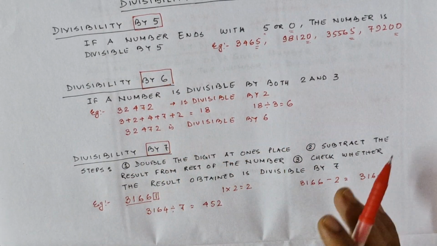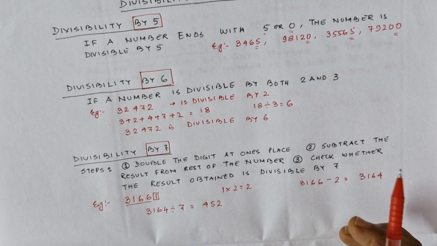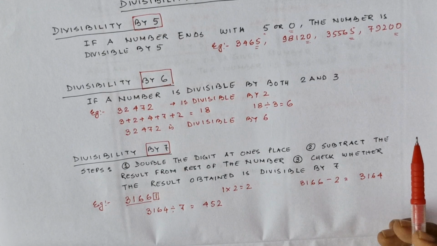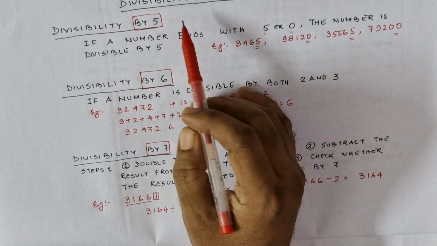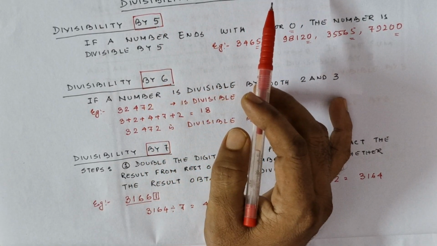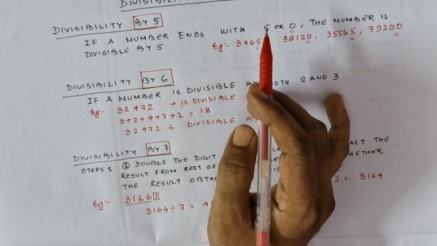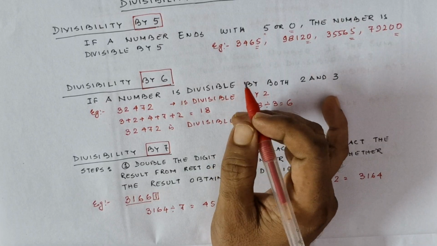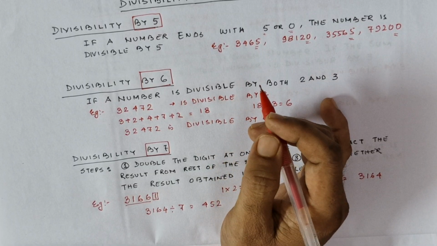Well, in the last lecture we checked the divisibility tests by 2, 3, 4. In this lecture we have seen the divisibility tests by 5, 6, 7. In the next class we'll see the divisibility tests by 8, 9 and 10.